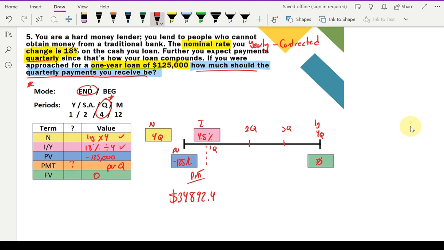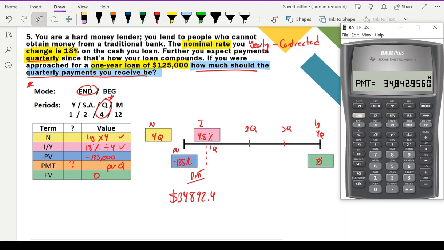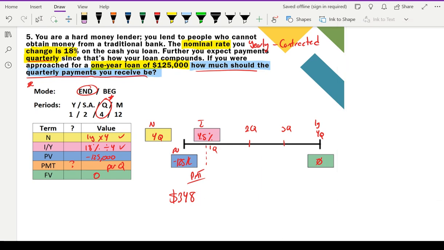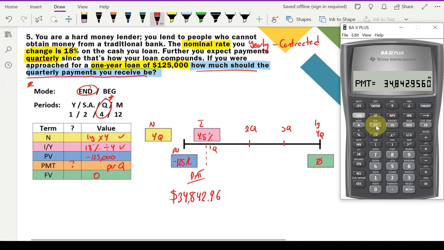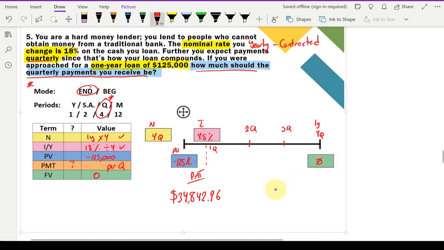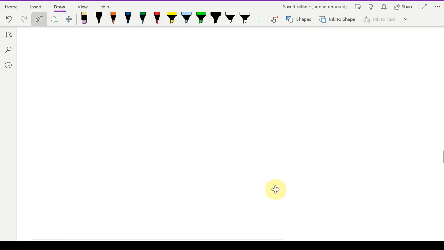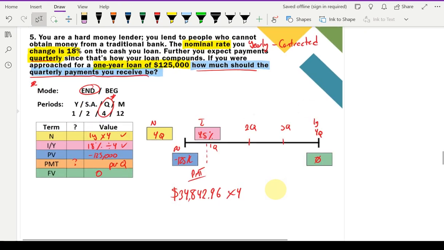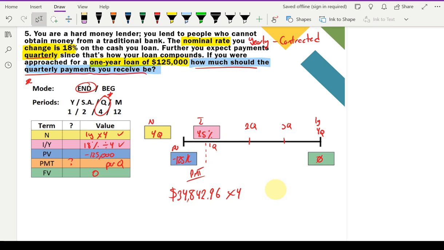Let's see what that was. 842.96. This is going to be negative. This is going to be positive. We're receiving this money back. Okay. Let me just make sure one last time that this is correct. 34,842.96. Okay, so we will receive 4 different payments. Dang, I don't know why it likes to do that sometimes. Okay, I hope you were able to get that same answer. I hope you were able to follow along with that. Let's keep going.